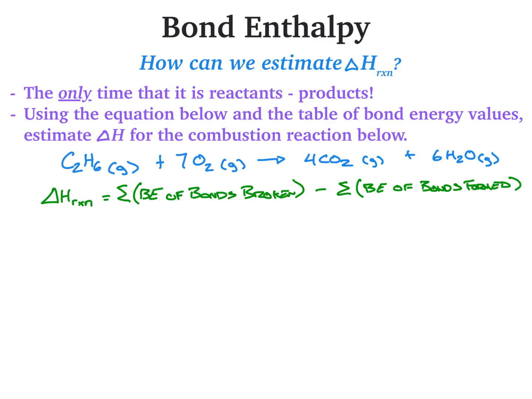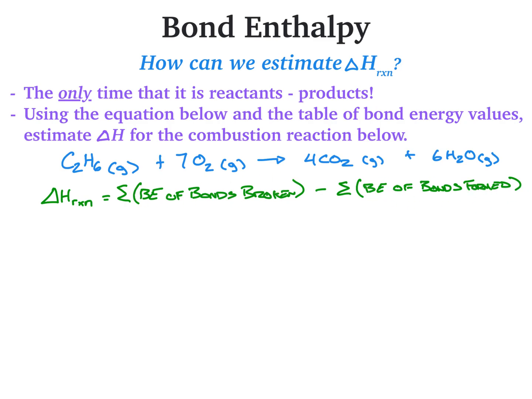What we're going to do is use the enthalpy of reaction equation right here. And what this equation says is that the enthalpy of reaction is equal to the sum of the bond energies or bond enthalpies of the bonds broken minus the sum of the bond energies or enthalpies of the bonds formed. So for example, if we use the table of bond energies from the previous slide and this equation, I want to know what the delta H is.